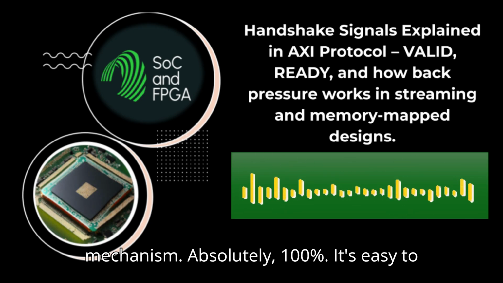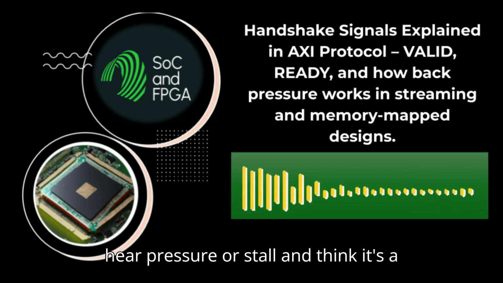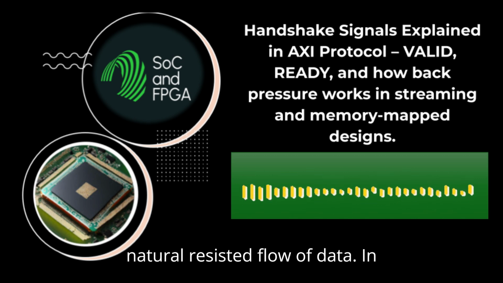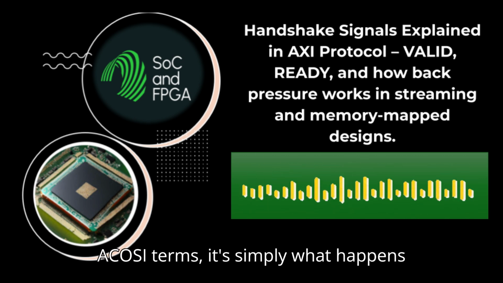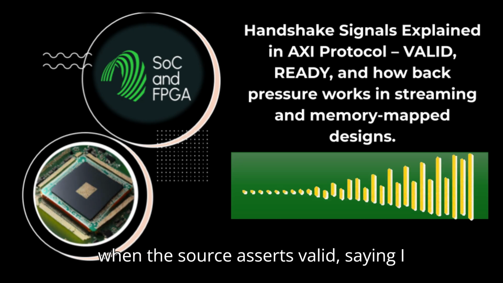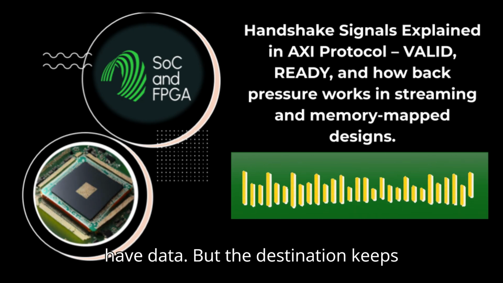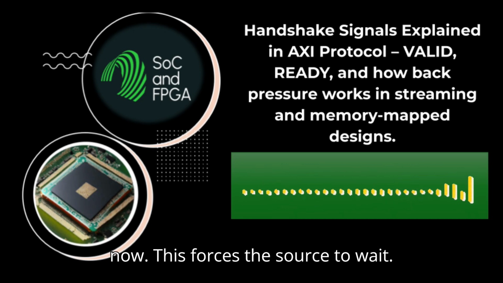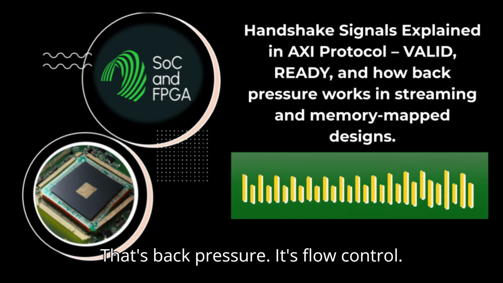Absolutely, 100%. It's easy to hear pressure or stall and think it's a problem, but back pressure is just the natural resisted flow of data. In AXI terms, it's simply what happens when the source asserts valid, saying, I have data, but the destination keeps ready low, saying, I can't take it right now. This forces the source to wait. That's back pressure. It's flow control.